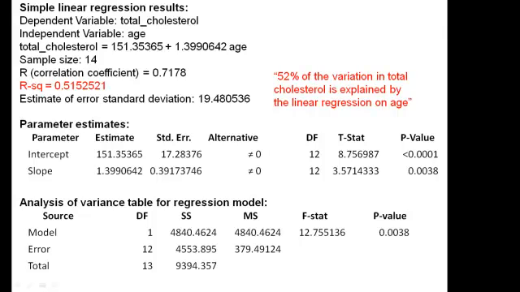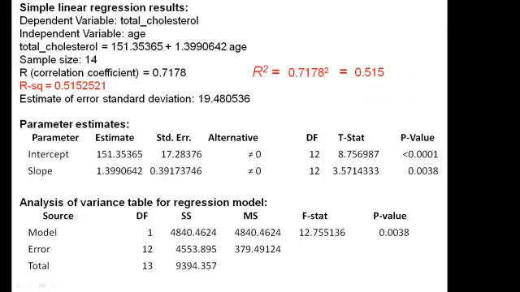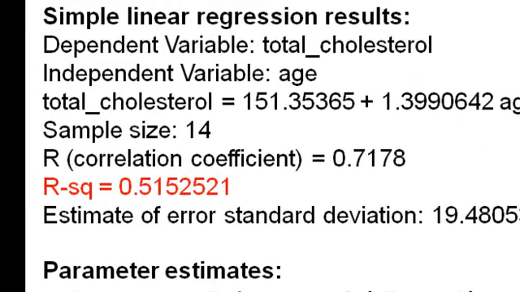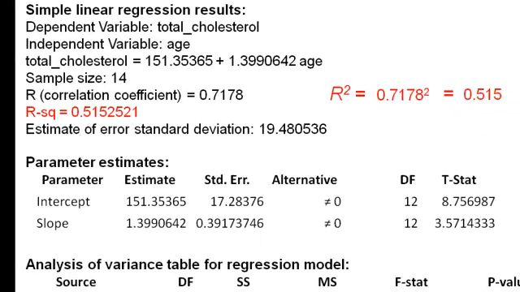Now, there's one more point to make here. It turns out that our r squared is precisely equal to the square of r, the Pearson correlation coefficient. Now, our correlation coefficient for total cholesterol and age is 0.7178. Now, that value is rounded off a bit, but if we square that value, we get 0.515, the value of our model r squared statistic, rounded off to 3 decimal places. So this is a nice simple relationship between r, the correlation coefficient, and r squared.